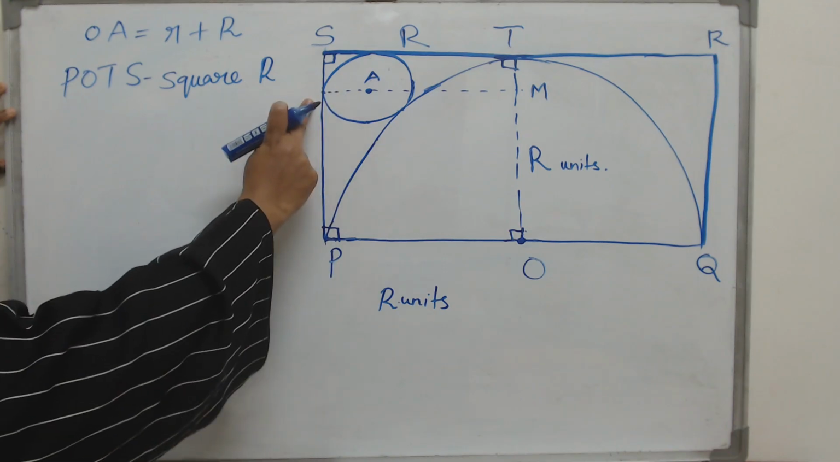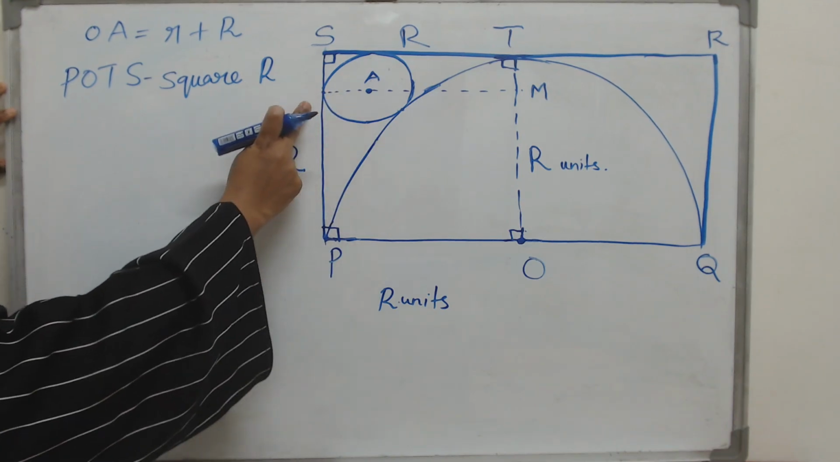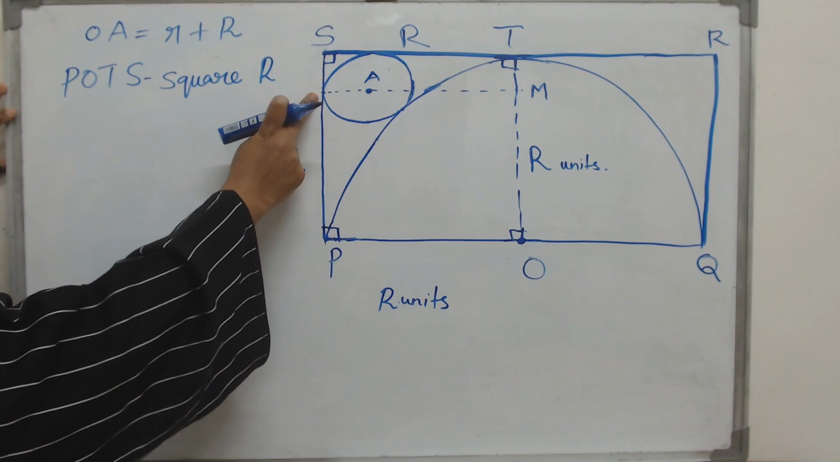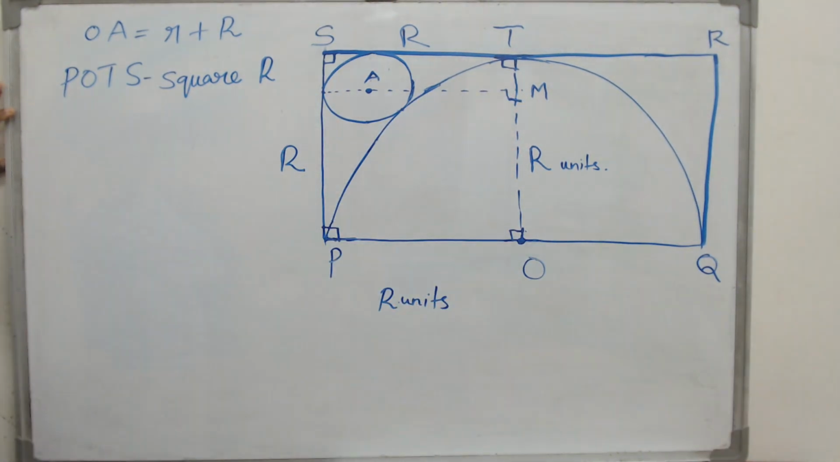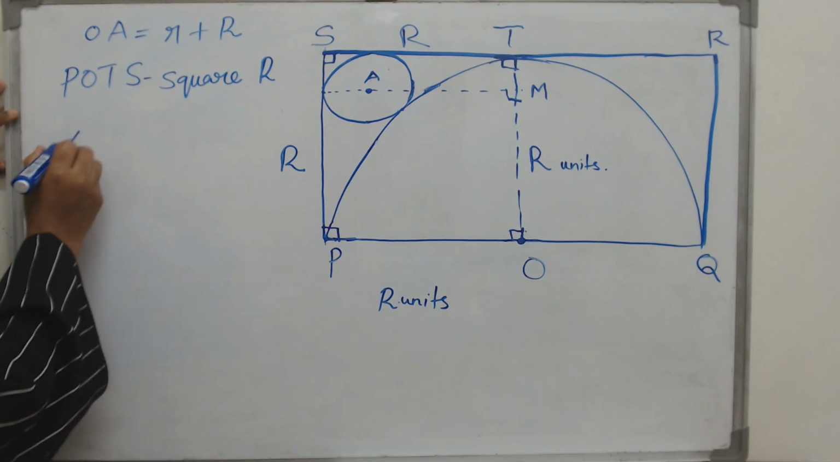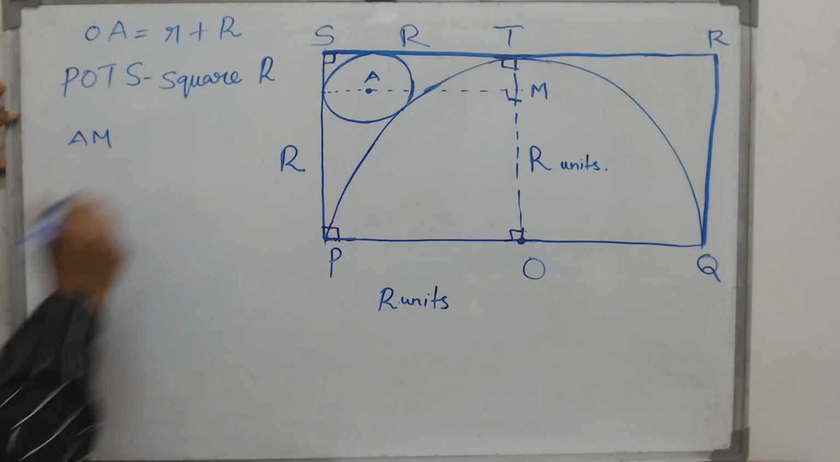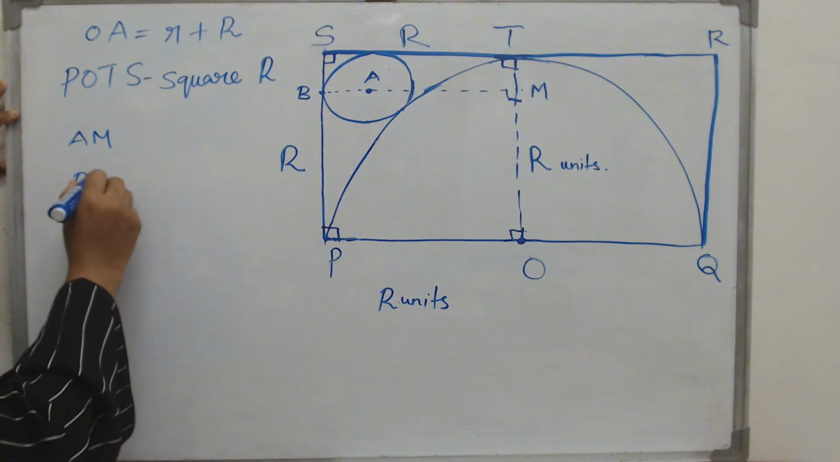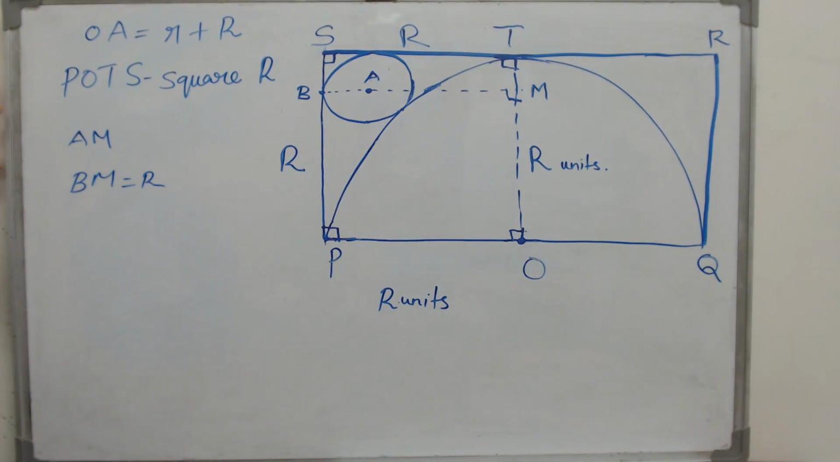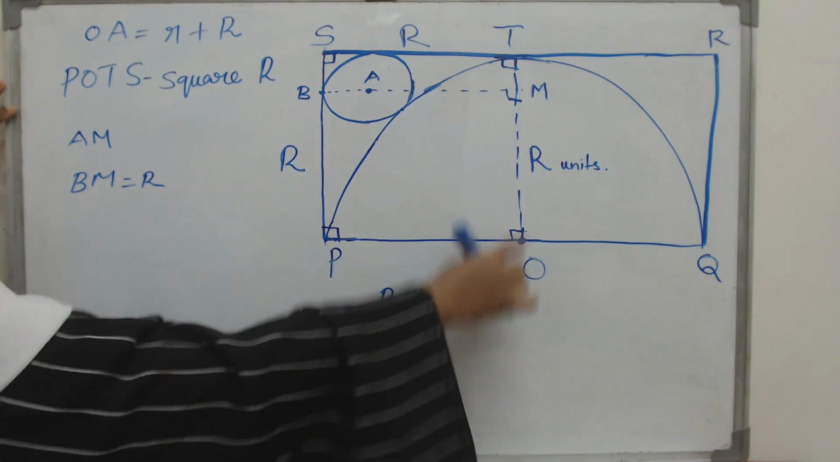Now you see this point where the circle and the rectangle touch. From that point, drop a perpendicular to the side OT. Then how much will AM be? Now let this point be B. Then BM is going to be R. Can you tell me why that is?